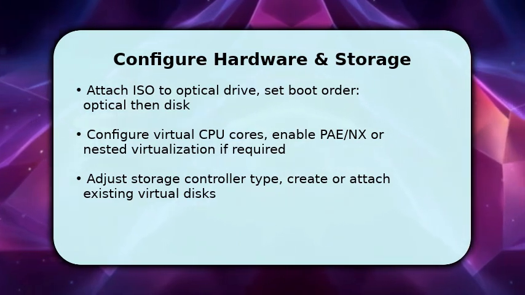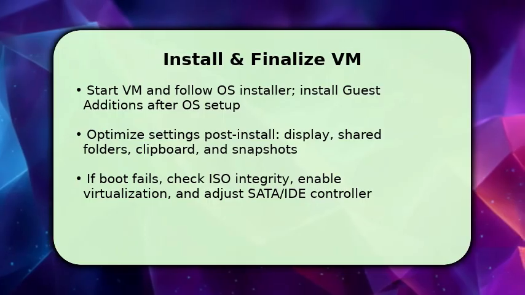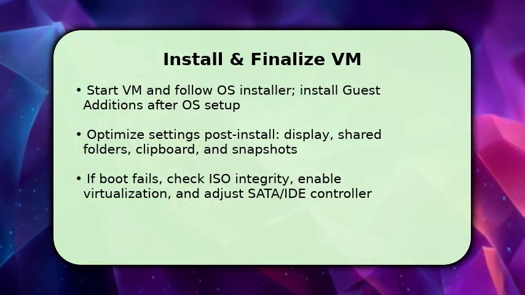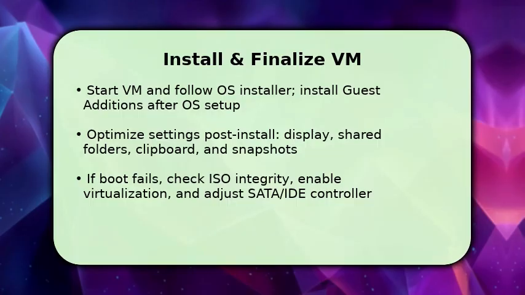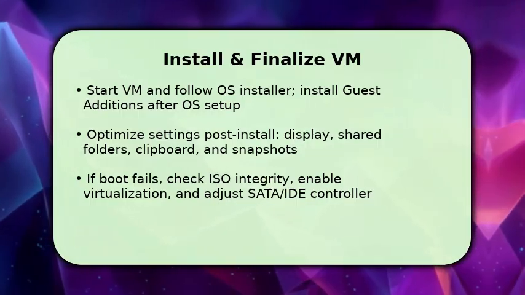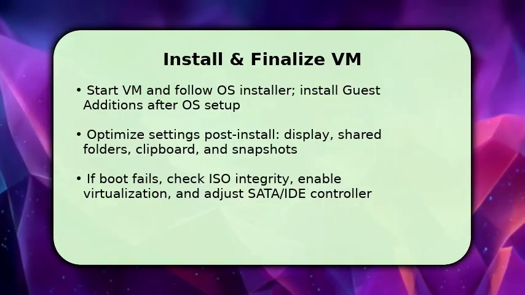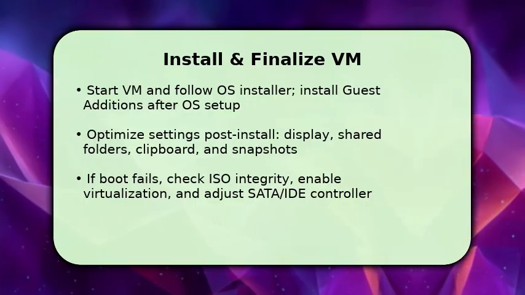Configure NAT or bridged mode, depending on what you want. Start the VM and run through the OS installer as you would on physical hardware, partitioning the virtual disk and setting credentials. After the OS is installed and rebooted, insert Guest Additions from the Devices menu to enable better display, clipboard, and folder sharing. Install drivers inside the guest for optimal performance.